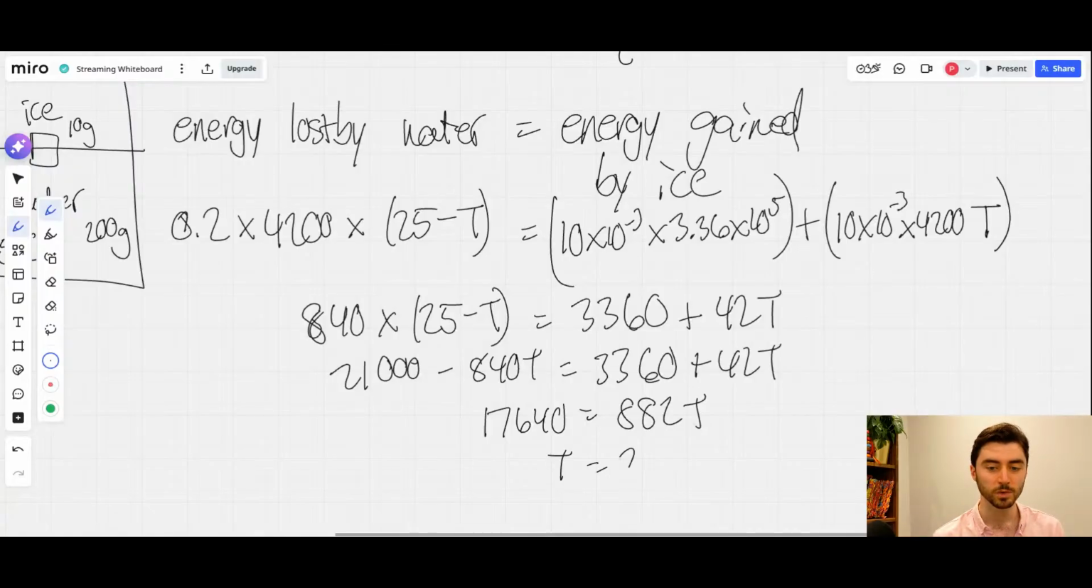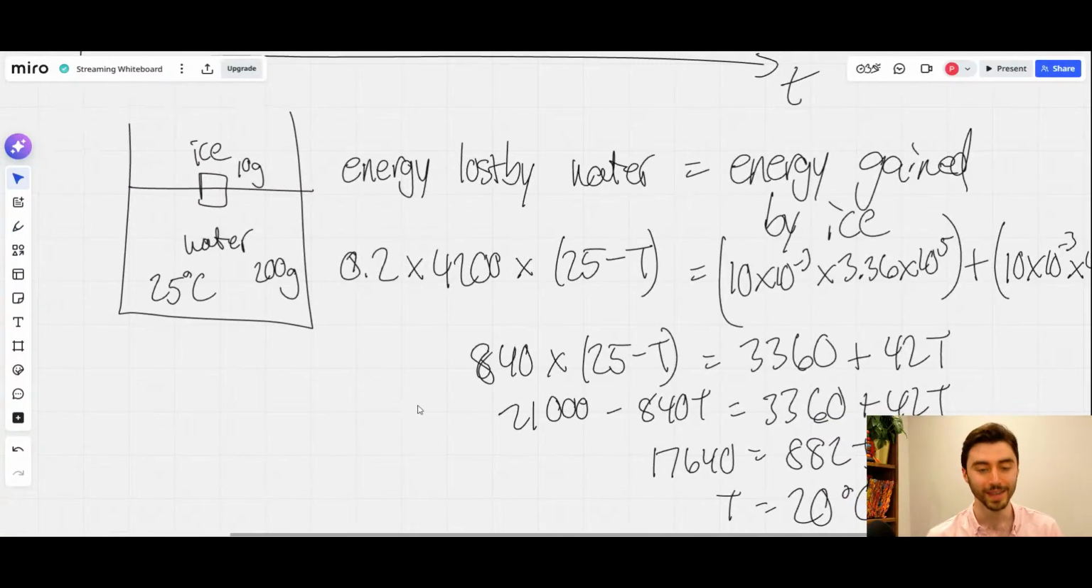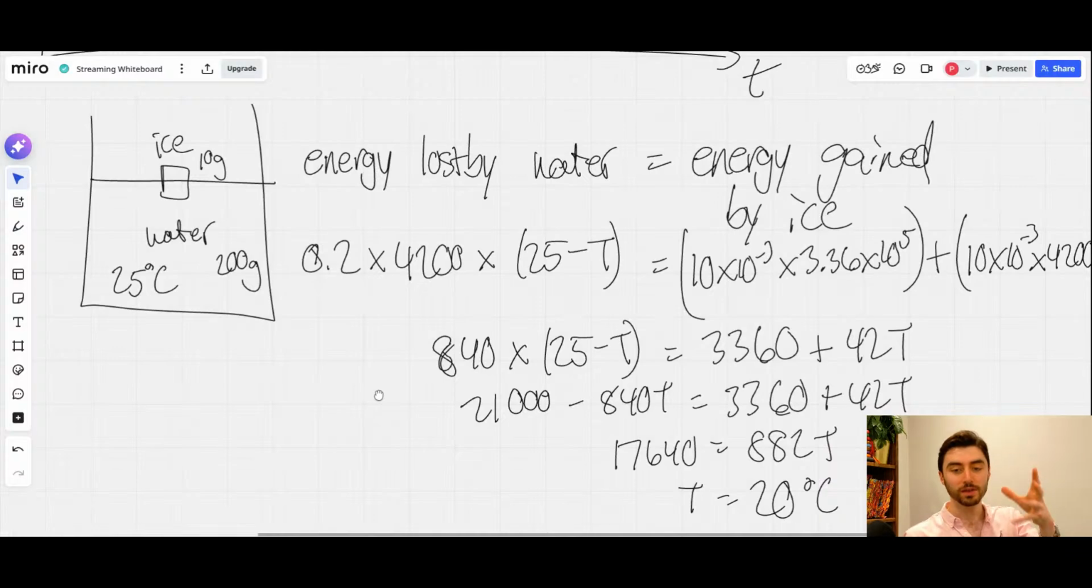Good. T is equal to a nice round 20 degrees C. So that ice didn't do much. So we would need to add more ice. That's not a lot of ice. But that is, in theory, how you would calculate things like this, paying very close attention to the story of the problem and then filling in the equations and rearranging as required. So that's certainly my top tip when it comes to any thermal question.